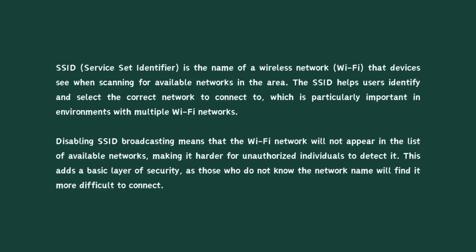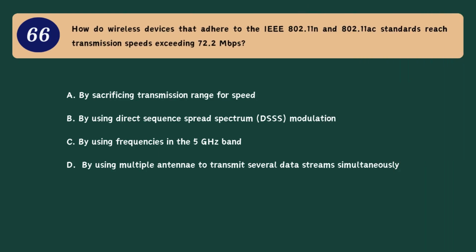SSID, Service Set Identifier, is the name of a wireless network, Wi-Fi, that devices see when scanning for available networks in the area. The SSID helps users identify and select the correct network to connect to, which is particularly important in environments with multiple Wi-Fi networks. Disabling SSID broadcasting means that the Wi-Fi network will not appear in the list of available networks, making it harder for unauthorized individuals to detect it. This adds a basic layer of security, as those who do not know the network name will find it more difficult to connect.